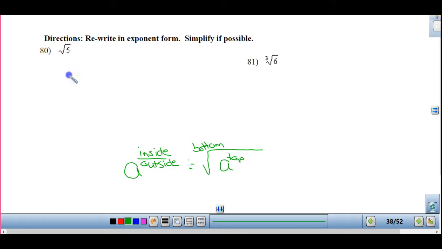Okay, so this one we've got 5 to the top is on the inside, and that's a 1. And on the outside, we know that that is just a 2 because it's the square root. So we're just going to leave this as 5 to the 1/2 power. Okay, same thing with this one. We've got 6, and that's to the first power over 3. Okay, 6 to the 1/3.